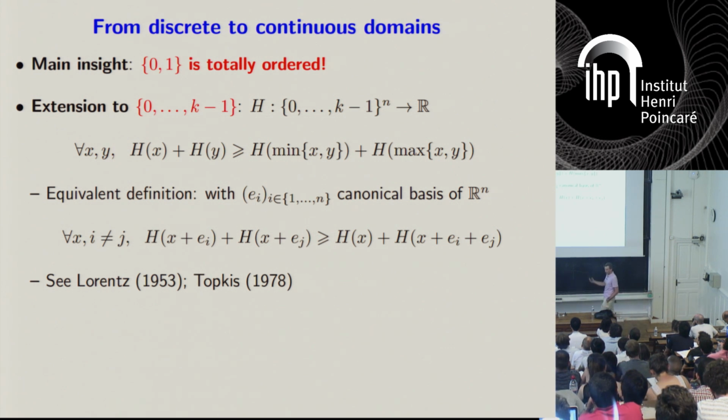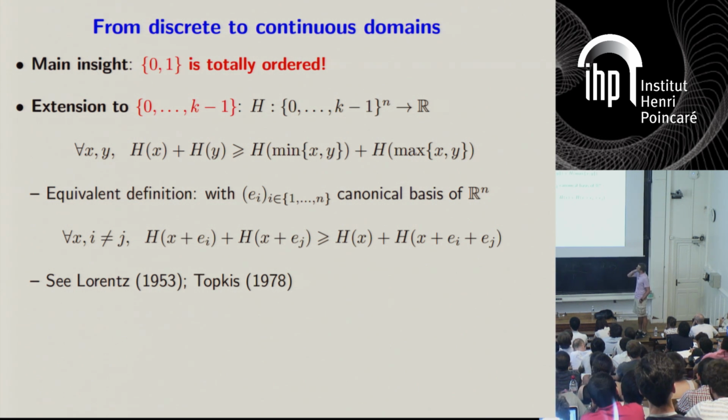Okay, so why can you define this? Because to be able to take the mean of two elements, total order is typically a good thing. Same thing for the max. So you need to be able to define the mean and the max, and when you're totally ordered, this is always possible.